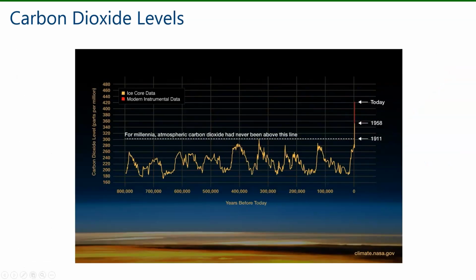Here's another graph of carbon dioxide levels. And you can see it says for millennia, atmospheric carbon dioxide had never been above this line. But look at where atmospheric carbon dioxide levels are today. So today, atmospheric carbon dioxide levels are way beyond what they've been in the past. Why do you think that is? And how is that contributing to climate change?